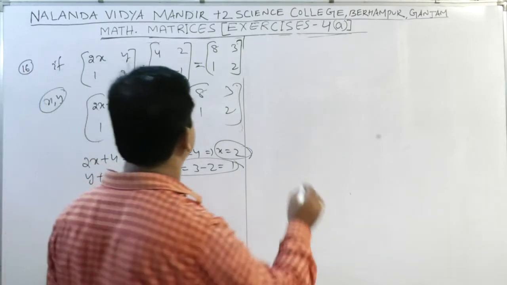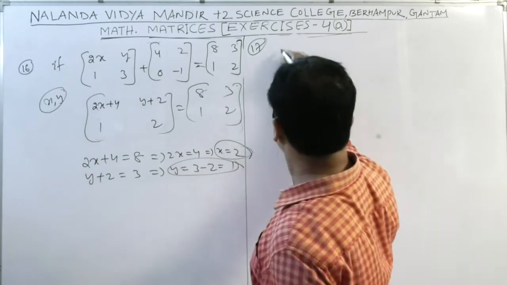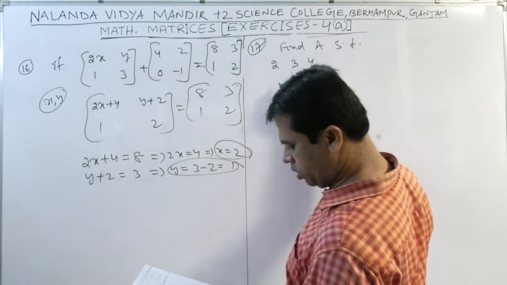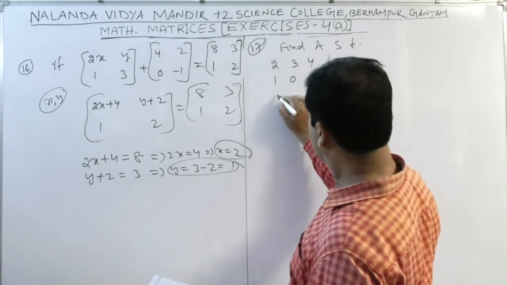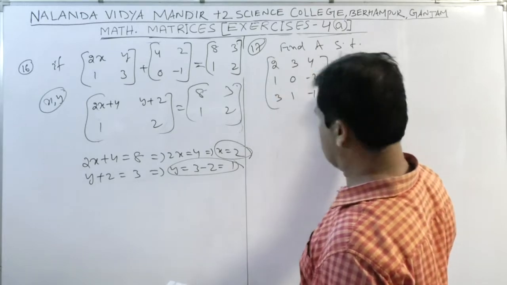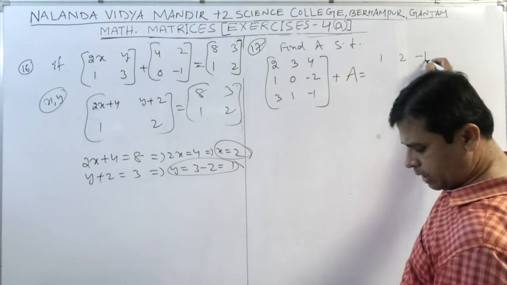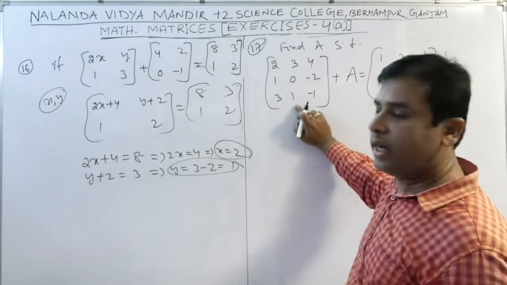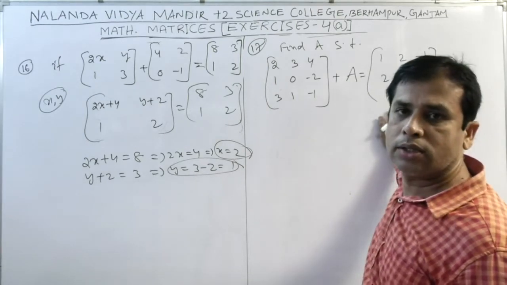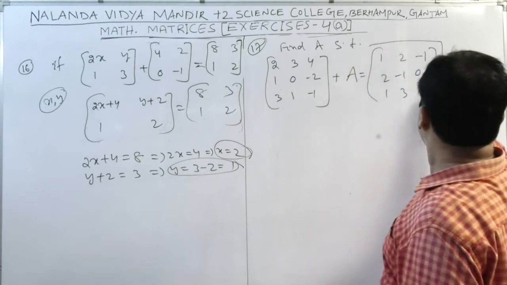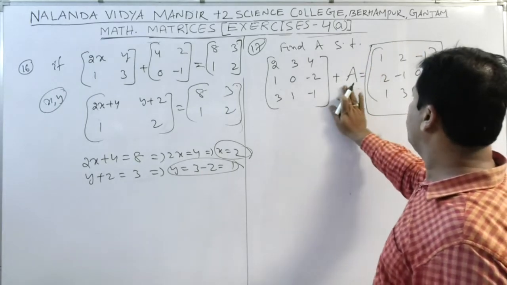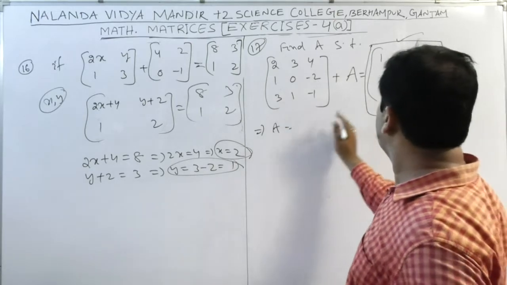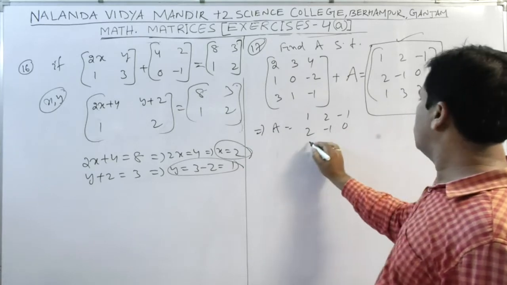Question number 17. Find A such that 2, 3, 4, 1, 0, minus 2, 3, 1, minus 1, plus A matrix gives 1, 2, minus 1, 2, minus 1, 0, 1, 3, 2. If this matrix is added with the A matrix, we get this matrix. Therefore, this implies the A matrix is equal to this matrix minus this. Therefore, this matrix is 1, 2, minus 1, 2, minus 1, 0, 1, 3, 2.